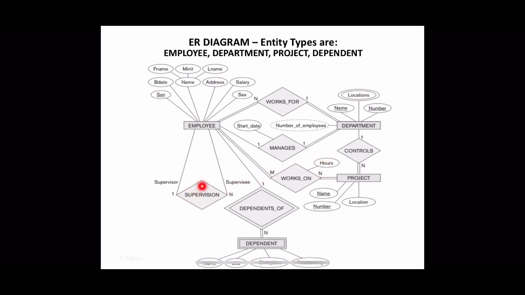Supervision is an example of a recursive relation which connects employee to itself using a one-to-n cardinality. That means an employee can supervise n different employees, and an employee can have only one supervisor. So this is how a conceptual schema can be created for any database. Thank you.